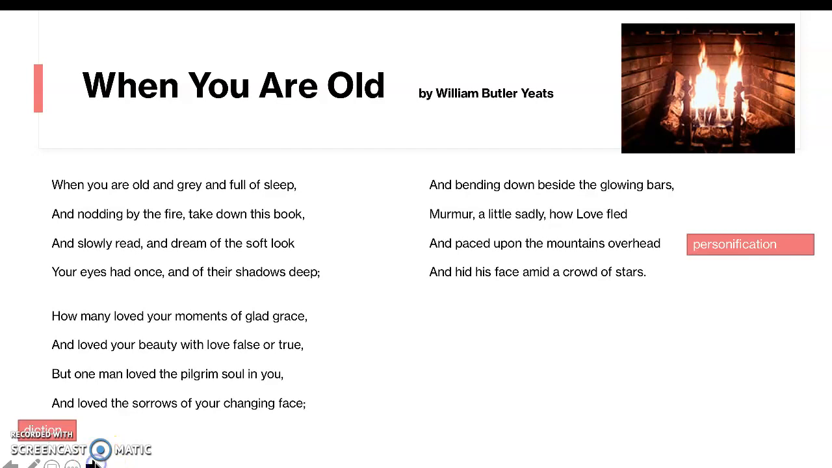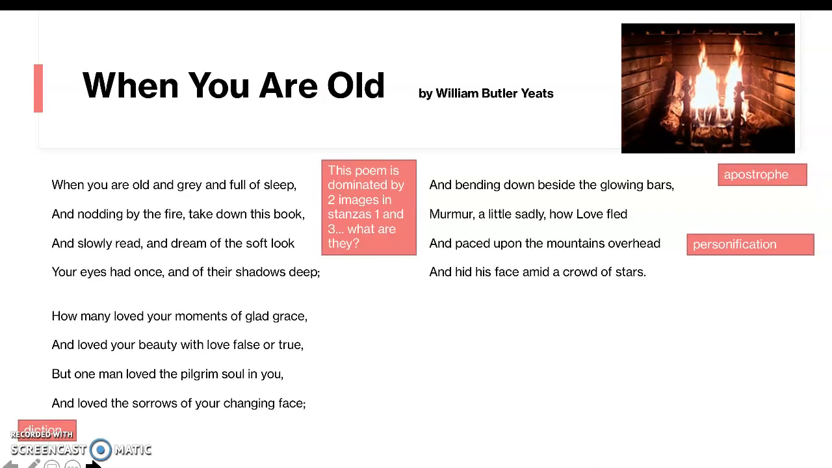Now, we've also got some personification over here. Love has fled and paced among the mountains overhead and hid his face amid a crowd of stars. So love didn't come to this woman who's old and gray and full of sleep. And the speaker directs this poem to her. He says, "When you are old and gray." We call that apostrophe. So who is this speaker?